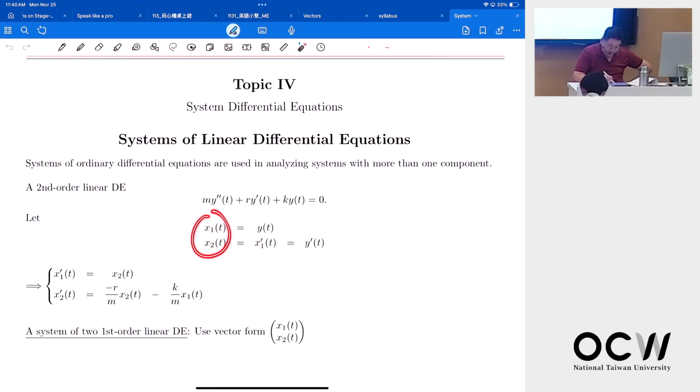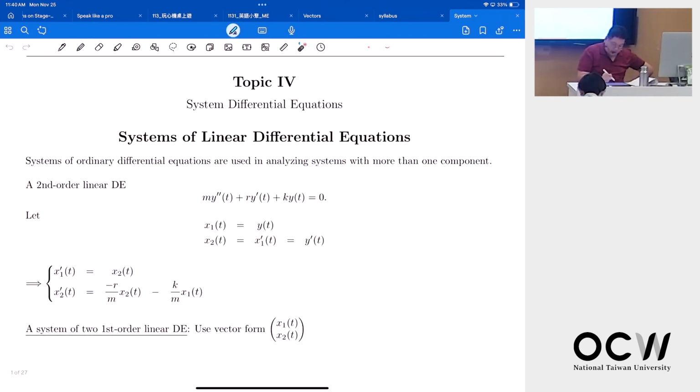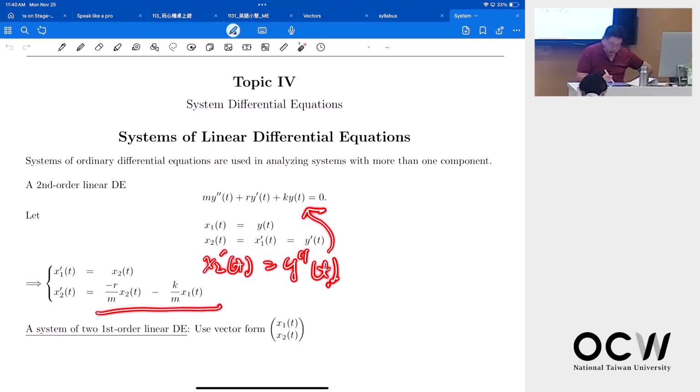If we use x1, x2 to re-represent this differential equation, then we have x1 prime, because x2 is y prime, which means x1 prime equals x2. And then if I take the derivative of x2, there will be y double prime. And what is y double prime? Here.